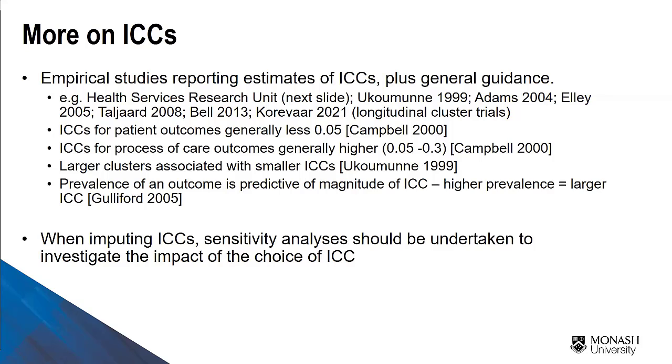under particular conditions. We know that larger clusters are associated with smaller ICCs, and the prevalence of the outcome is predictive of the magnitude of the ICC. So higher prevalence leads to higher ICCs. When imputing ICCs, again, sensitivity analysis should be undertaken to investigate the impact of the choice of the ICC. So similar to what I was talking about for crossover trials.